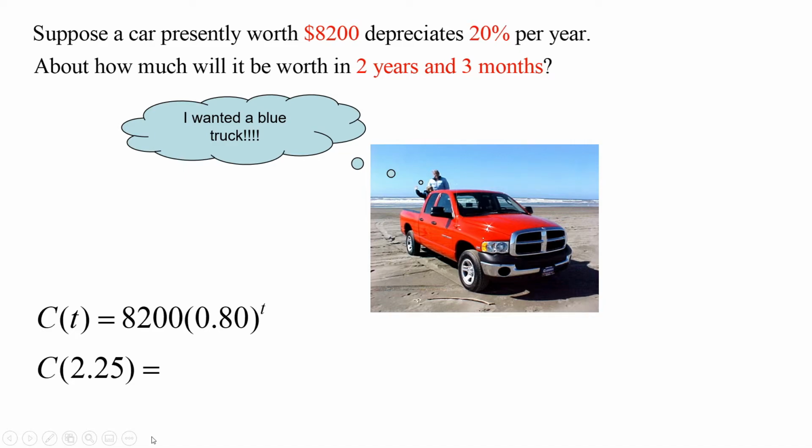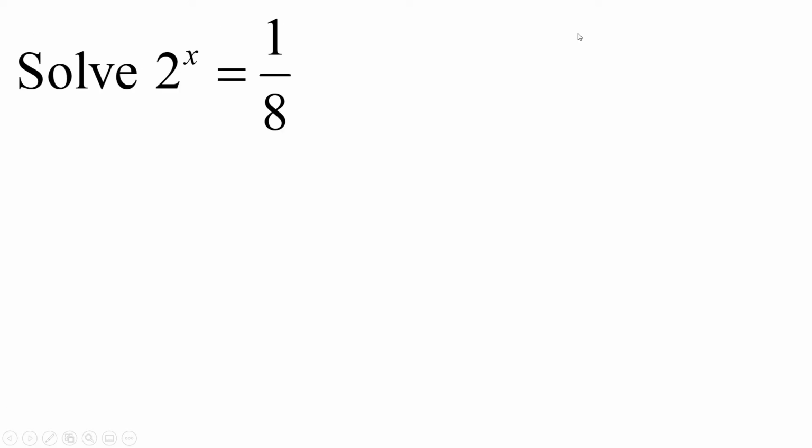So I have 8,200 times my growth rate of 0.8 to the power of 2.25. And what do I get? Oh man, that truck went down in value very quickly in 2 years and 3 months. That truck is now only worth approximately $4,963. Wow, that's kind of depressing right there. Okay, well, let's keep going.